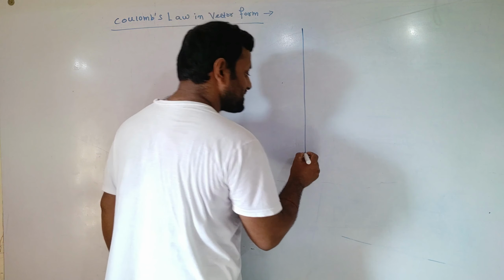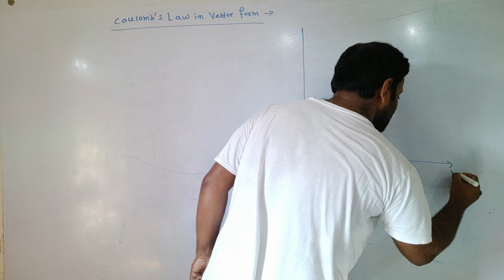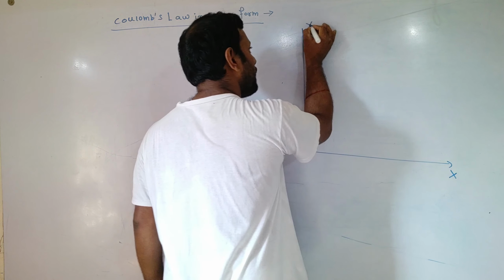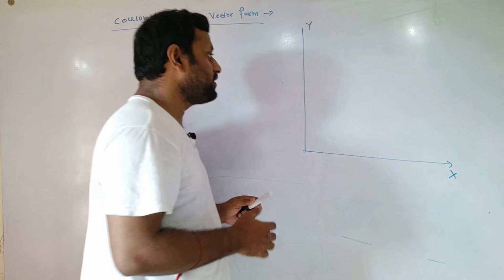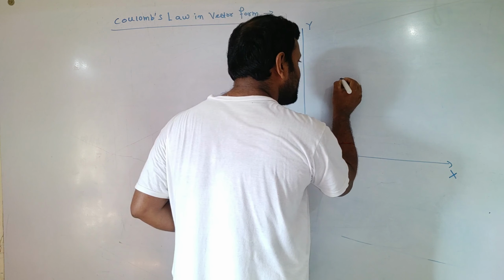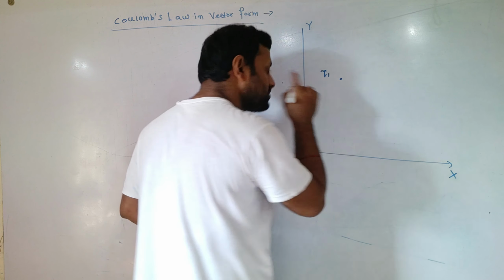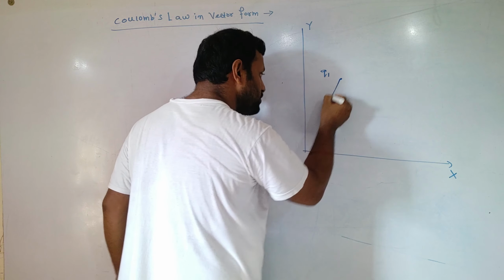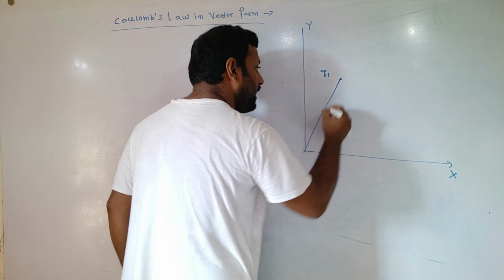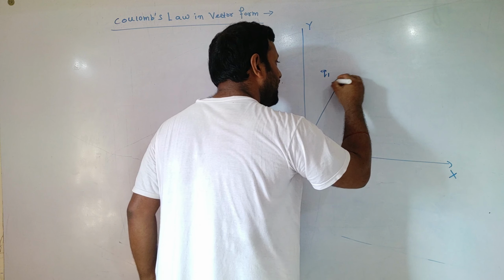Let this be my x axis and this be my y axis. This is x and this is y axis. I am assuming, suppose there are 2 point charges. One point charge is here, called q1. Obviously it will have a position vector, and suppose we call it r1. The position vector of this point is r1.